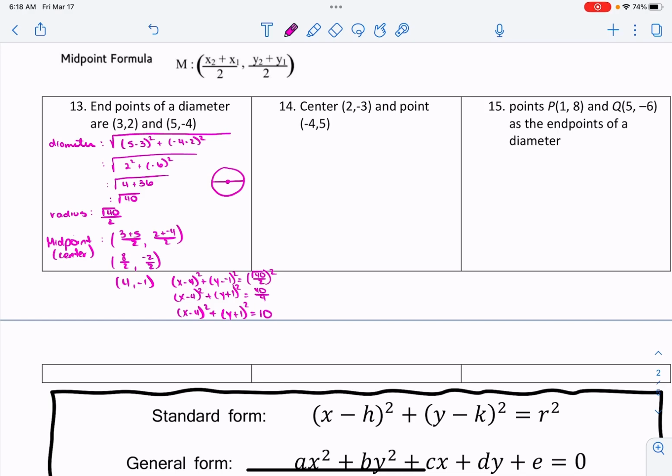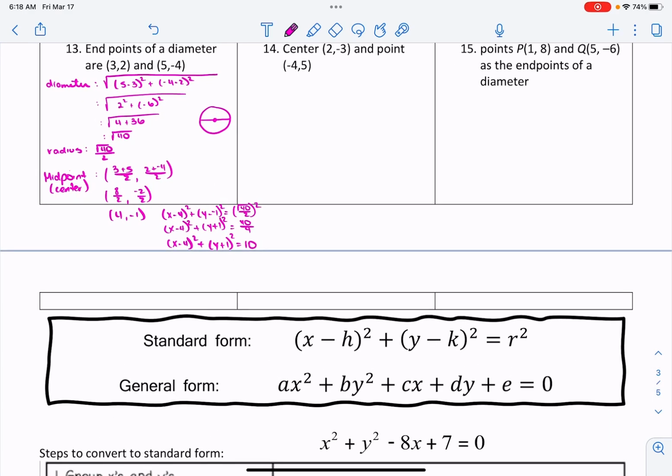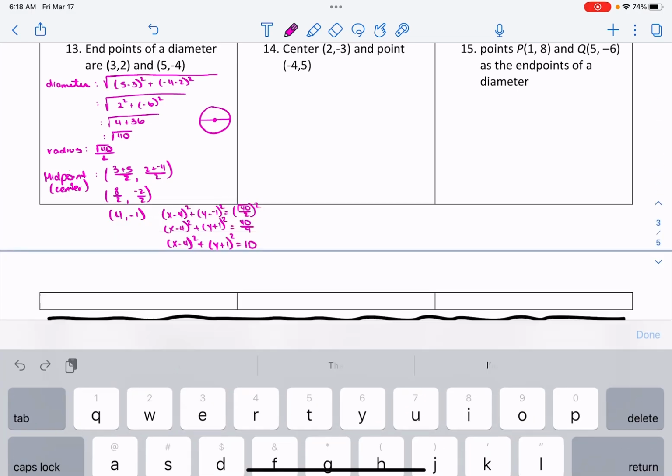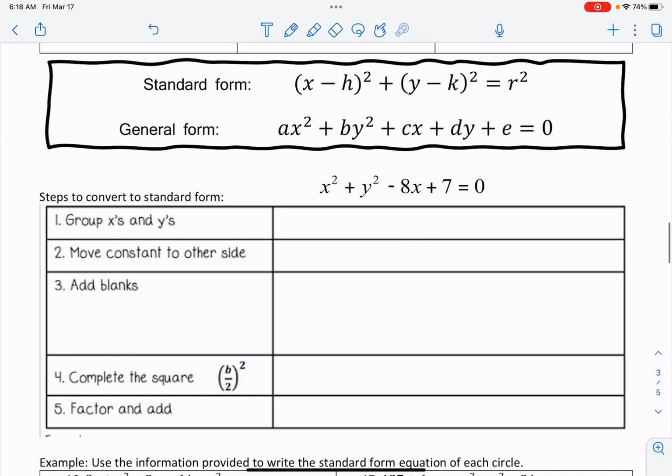So good job. I do want you to complete the other 2 on your own, following the same procedure. Now, with the next part, we have standard form, which we just learned, and we have general form. When they give it to us in general form, we are going to have to go back and use what we've learned back in Algebra 2 to write it in standard form.